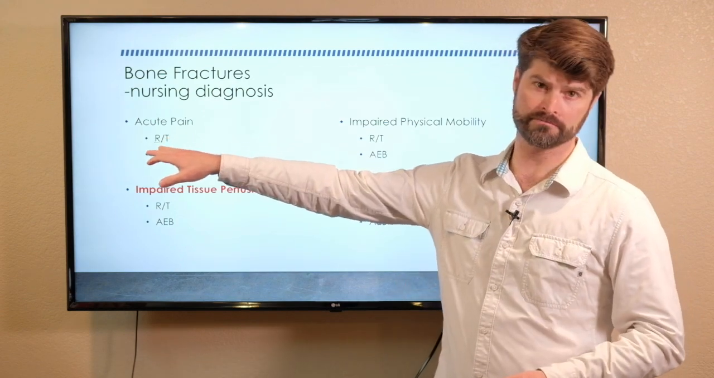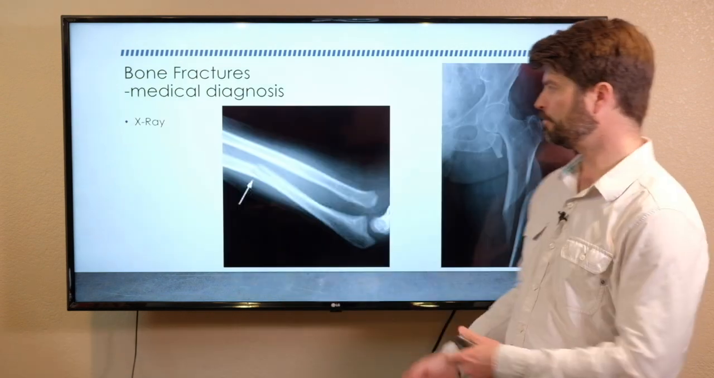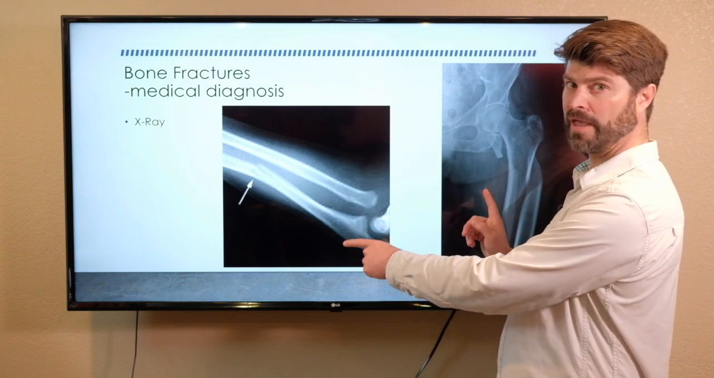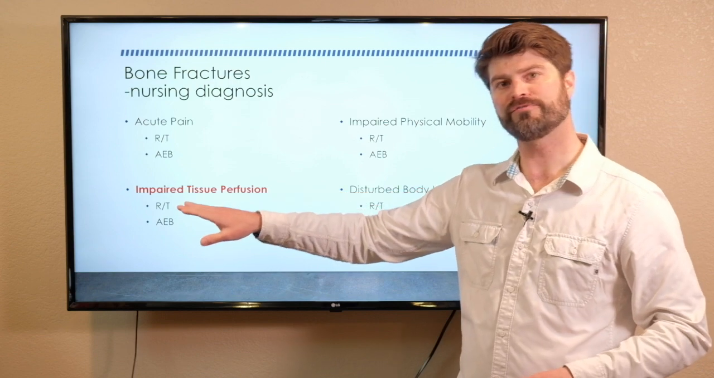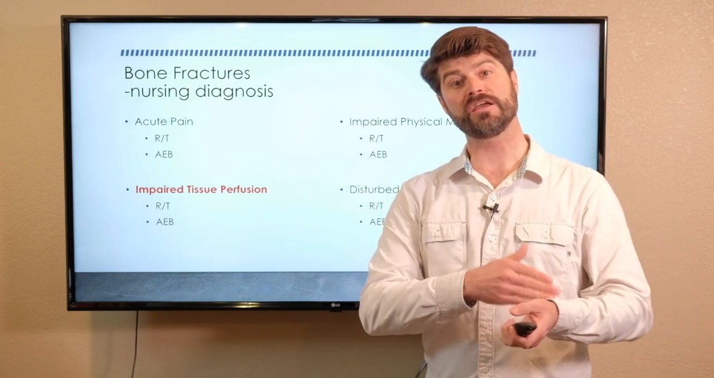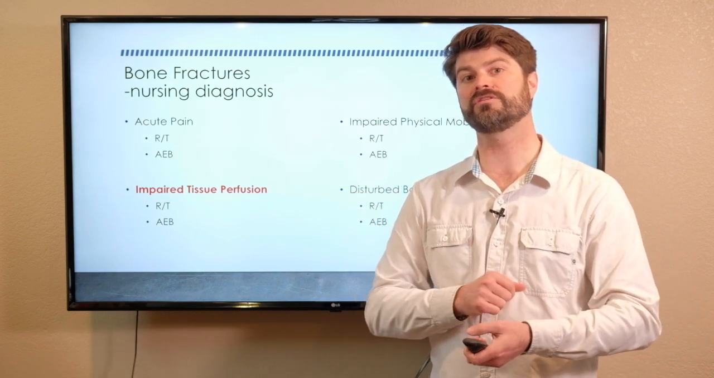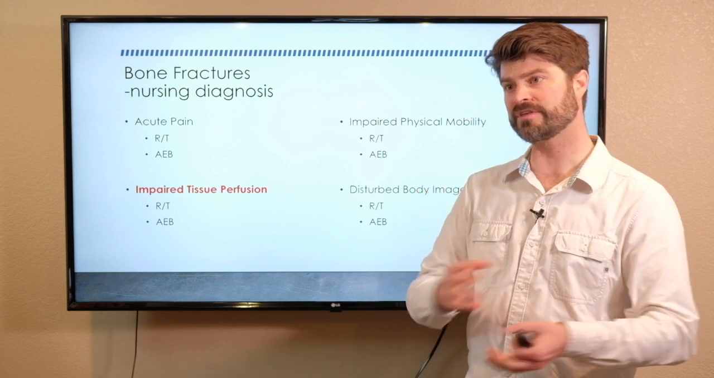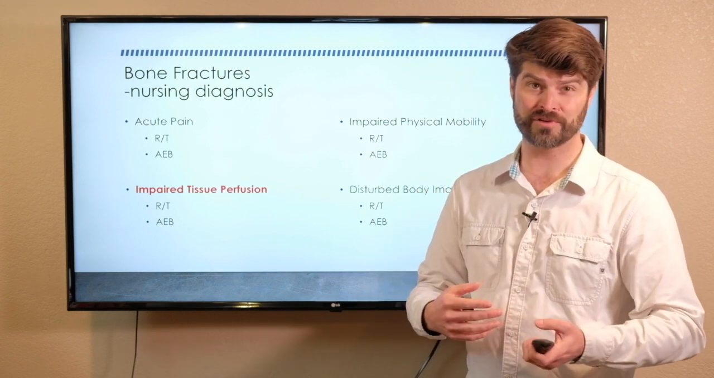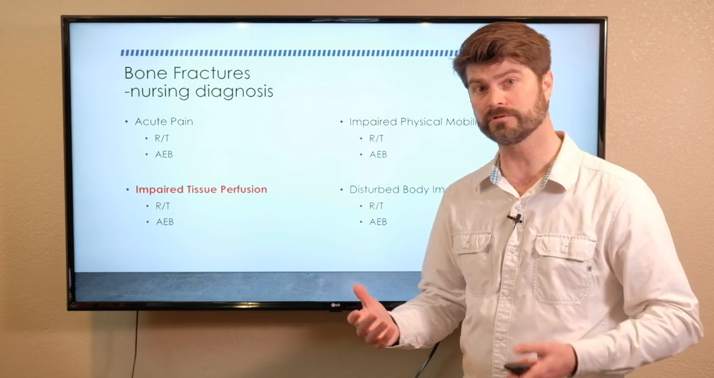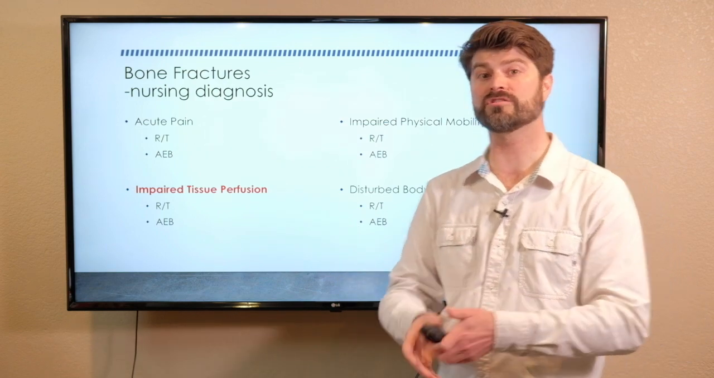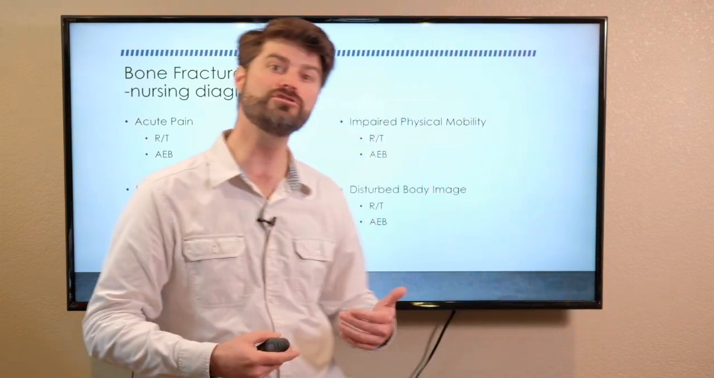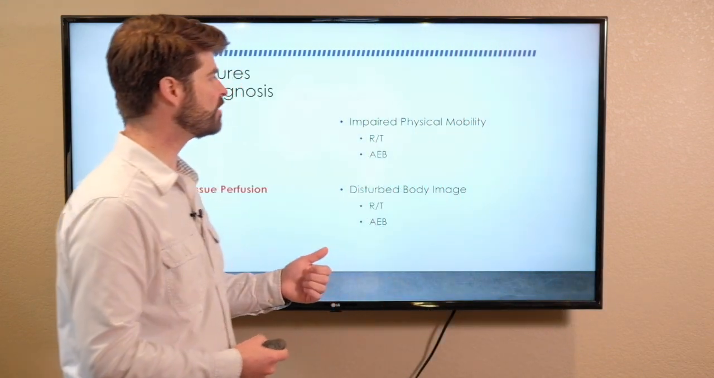One, acute pain, right? We can predict that both of these people are having some pain associated with that injury. Other is impaired tissue perfusion. So this is getting back to making sure that they have distal circulation from their fracture, with all fractures, especially closed fractures. There hasn't been any kind of internal tissue damage associated with that fracture.